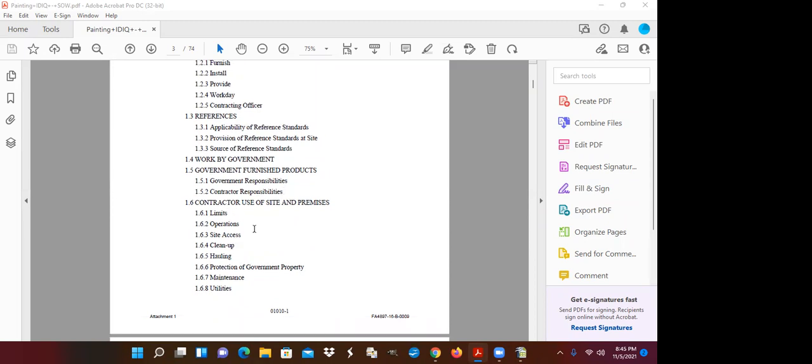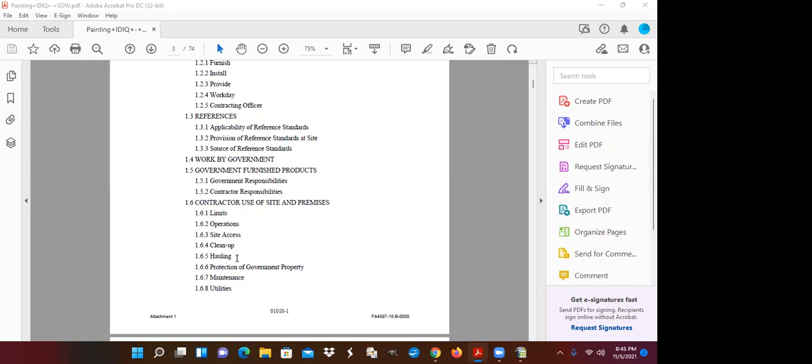The limits, operations, site access. I mean, by being a government site, some of your people may have to have a TWIC card for security clearance. Cleanup, hauling, telling you what you have to do if you have any materials that need to be disposed of.